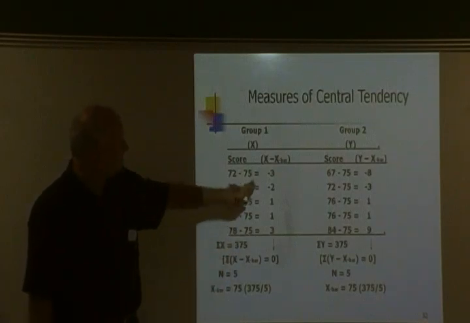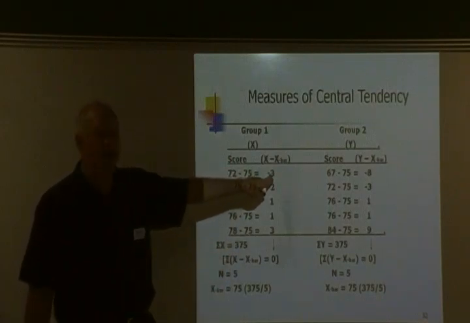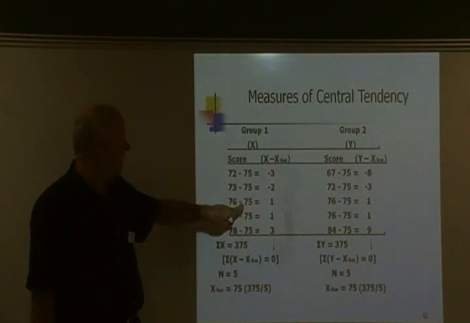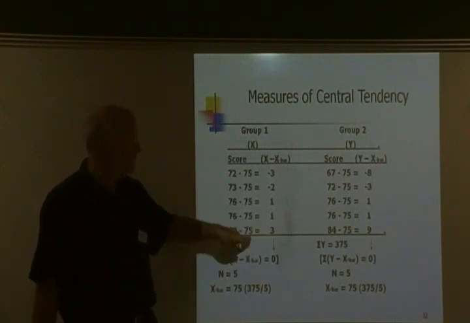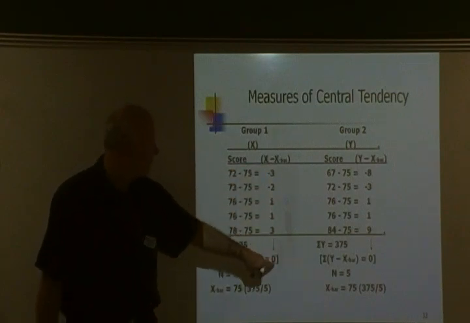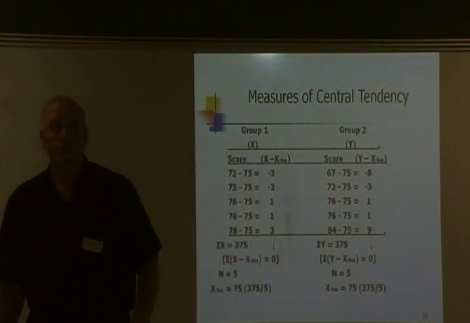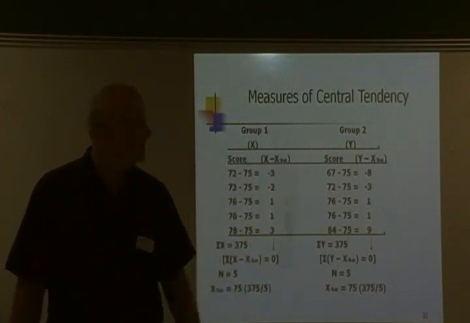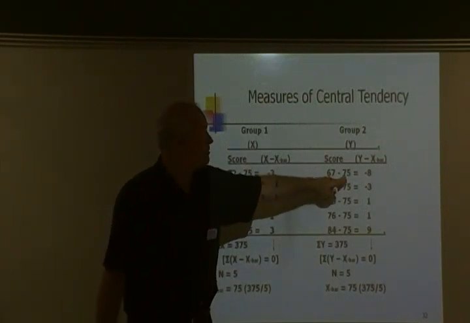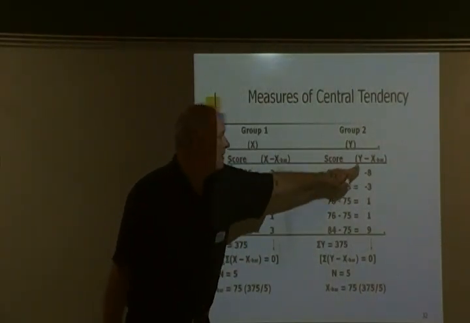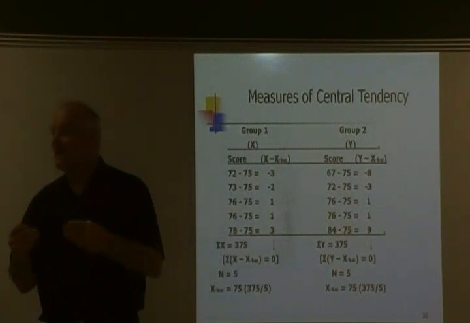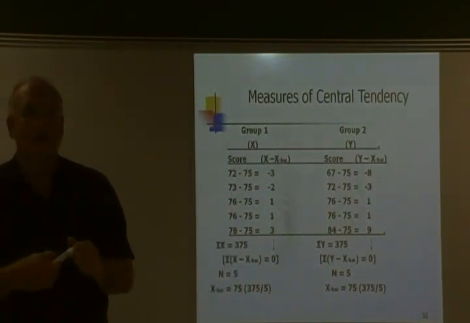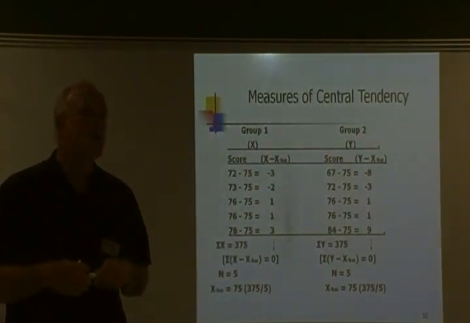So if I have the mean of 75, I subtract it from 72, I get a negative 3. If I subtract it from 73, I get a negative 2. If I subtract it from 76, I get a 1, and a 1, and then from 78, I get a 3. If I add that column together, it comes up 0. It's a property of the mean. Same thing on this side over here. If I subtract 75 from each data point, the sum of that column equals 0. Now, yes? So if it doesn't equal 0, you did something wrong?